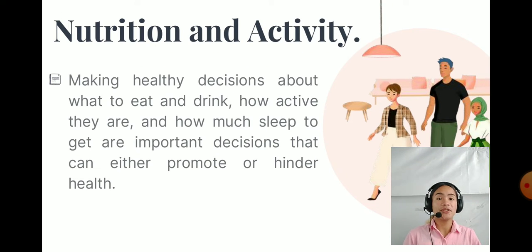Proceeding on, the nutrition and activity. Adolescents may be ready to make decisions about their body and health. Making healthy decisions about what to eat, drink, how active they are, and how much sleep to get are important decisions that can either promote or hinder health. Unfortunately, many teens do not make healthy decisions, partly due to the frontal cortex still developing and partly due to the culture in which we live.